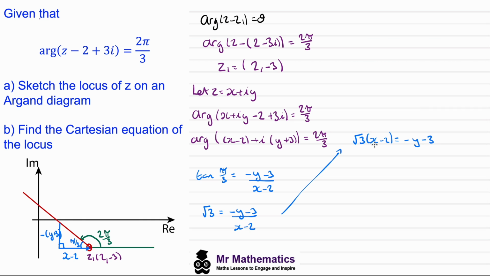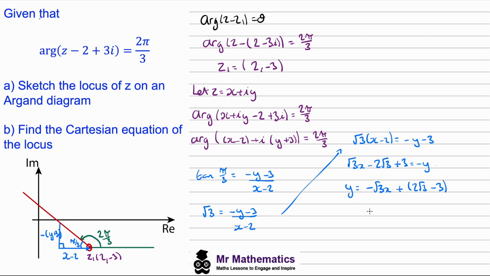From this point, we can expand these brackets out. So we've got root 3x minus 2 root 3, and then move this negative 3 to the other side. So positive 3 will equal negative y. And then we can multiply both sides by negative 1. So y will equal negative root 3 x plus 2 root 3 minus 3, and this would be the equation of this half line.